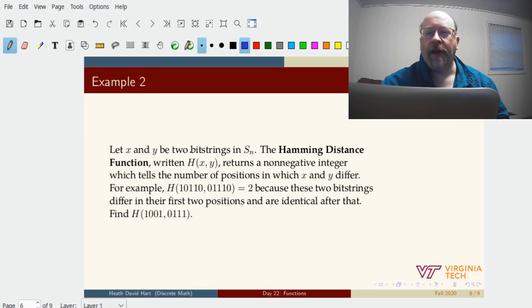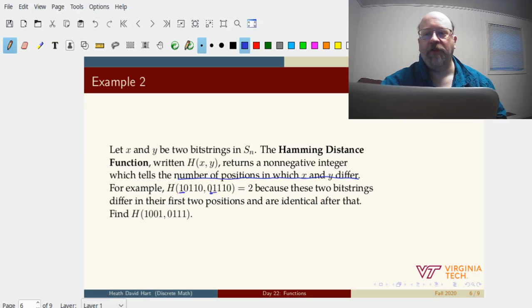All right, let's look at another example. Let's say we have 2 bit strings in Sn. What we call the Hamming distance function returns a non-negative integer that tells the number of positions in which the 2 bit strings differ. For example, h of 10110 and 01110 is equal to 2, because these 2 bit strings differ in their first 2 positions, and then they're identical after that.